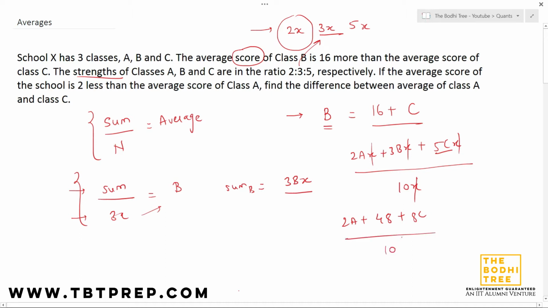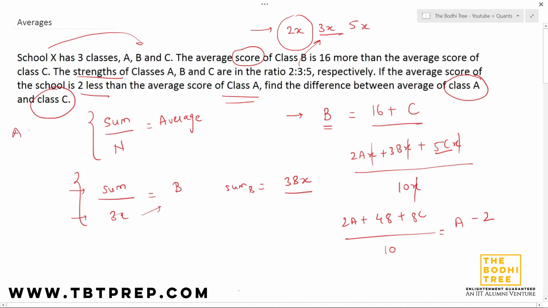This is the average of the whole school because school comprises of these 3 classes, but they have stated something that the average of entire school is 2 less than the average score of class A, which we have assumed to be A. So this is nothing but A minus 2. This is what they are saying. And find the difference between average of class A and class C. So they have asked us to find the difference between average of class A and class C.